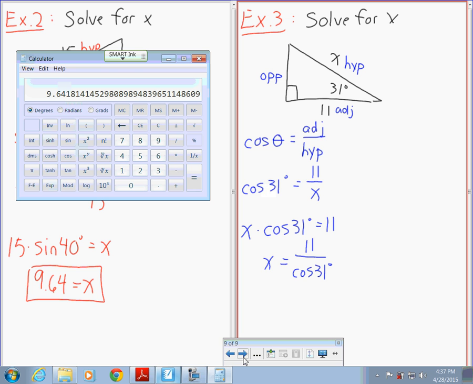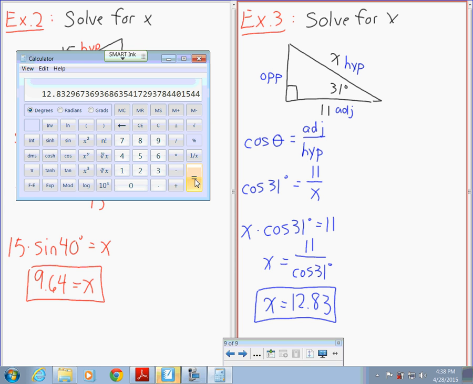And I'm just going to do 11 divided by cos 31. And cos 31 should be 0.85716 and so on. Get equals, and you get x equals 12.83. So take a second and make sure you can get that number. If you don't have a calculator today, shame on you. Bring a calculator from now until the end of the year every single day, because you're going to need one.